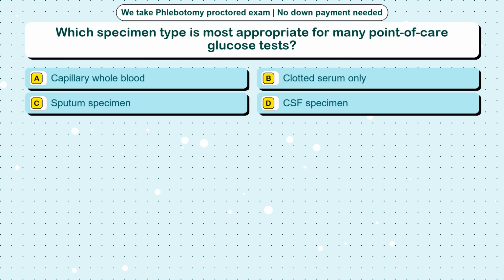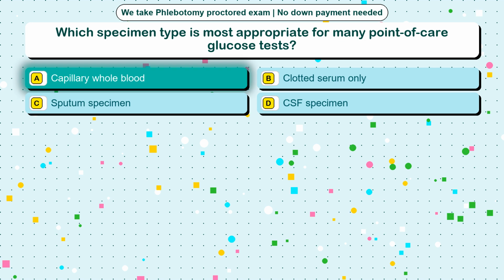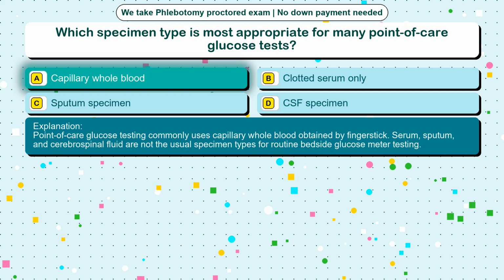Question 82. Which specimen type is most appropriate for many point-of-care glucose tests? Option A. Capillary whole blood. Option B. Clotted serum only. Option C. Sputum specimen. Option D. CSF specimen. The correct answer is option A. Capillary whole blood. Point-of-care glucose testing commonly uses capillary whole blood obtained by fingerstick. Serum, sputum, and cerebrospinal fluid are not the usual specimen types for routine bedside glucose meter testing.